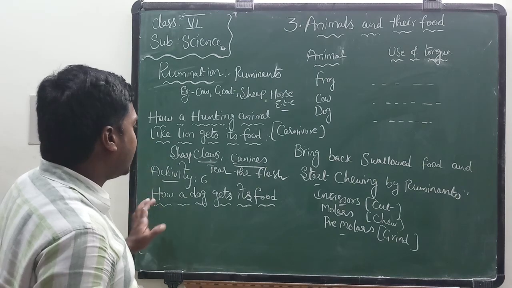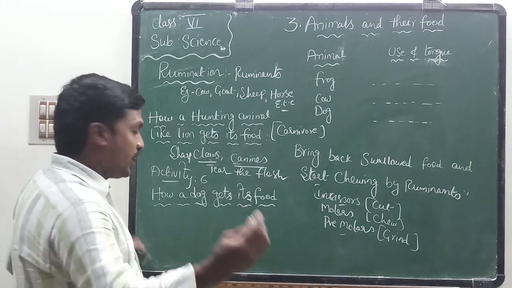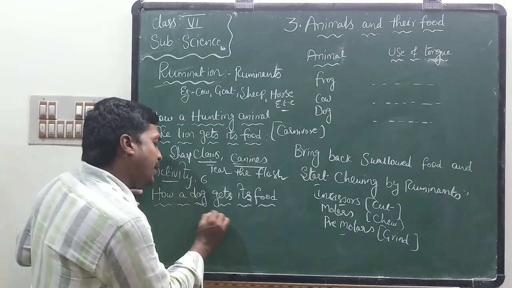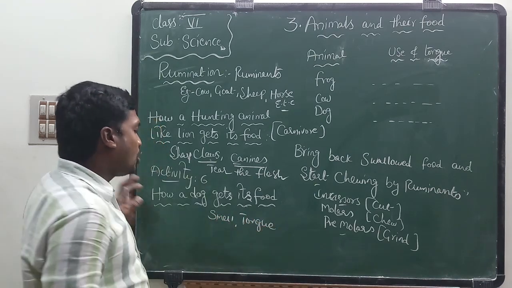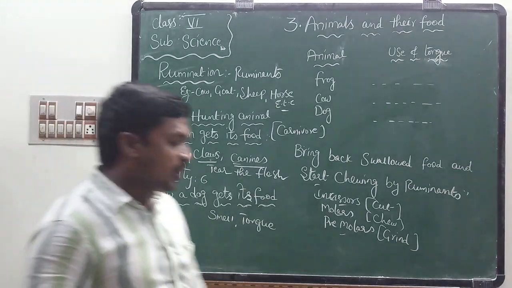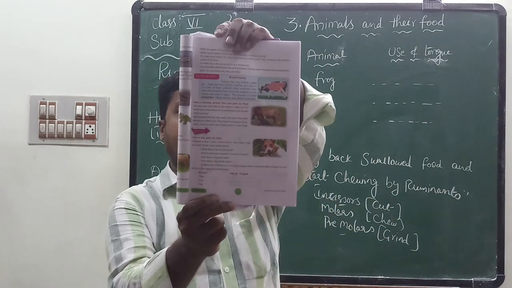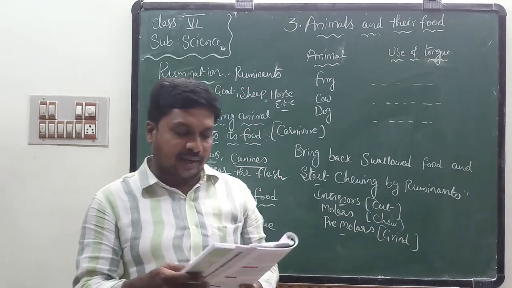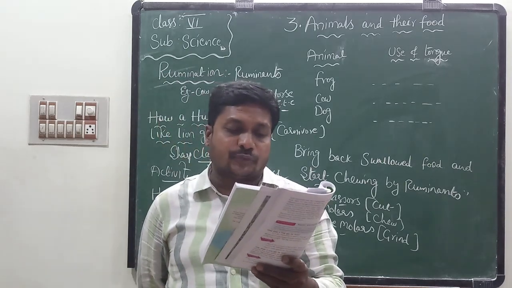Now Activity 6, how a dog gets its food. I already explained that. A dog finds food with the help of smell and with the help of its tongue. Now I will explain how a dog gets food. All of you open page number 27 in your 6th class science textbook. Activity 6: How a dog gets its food.